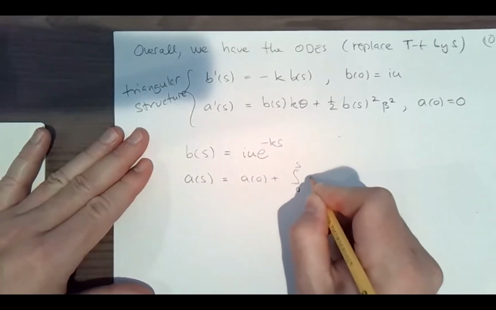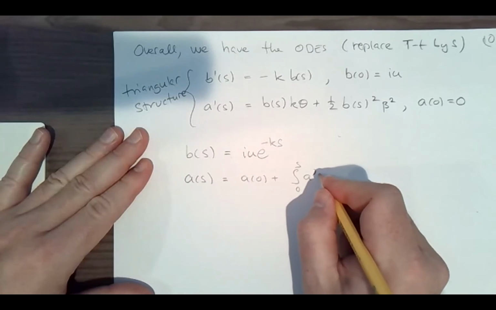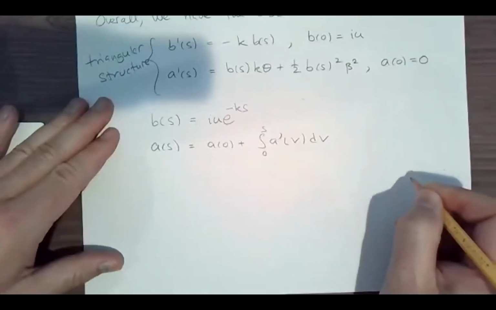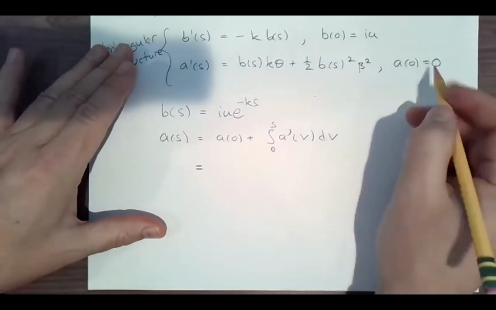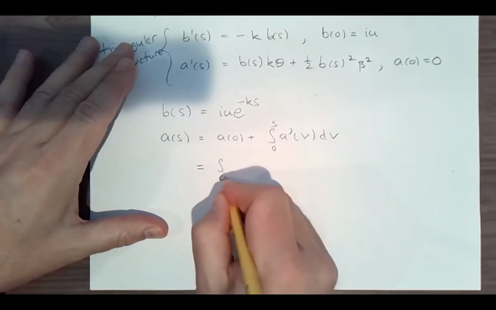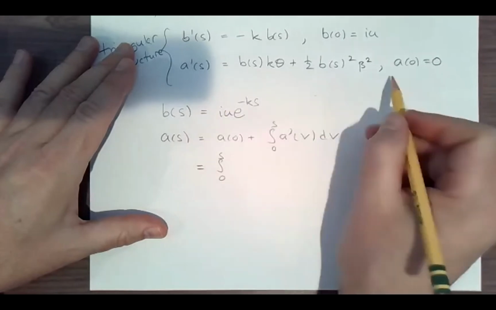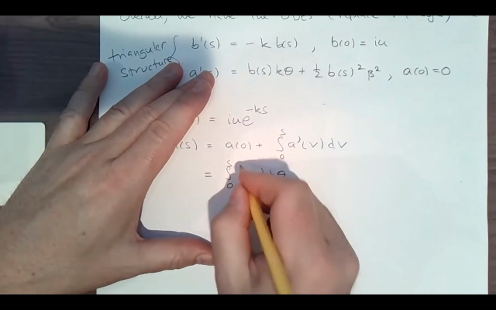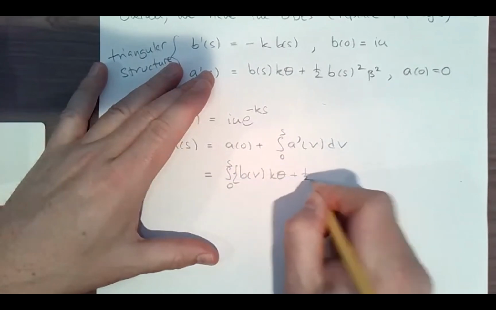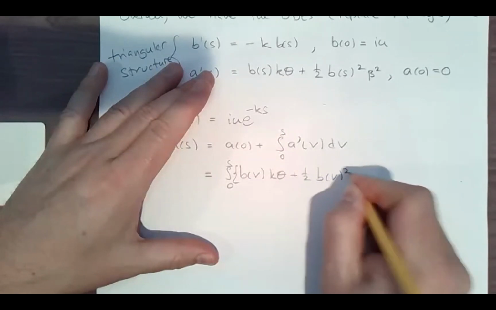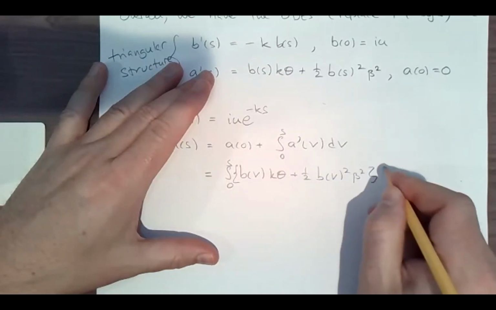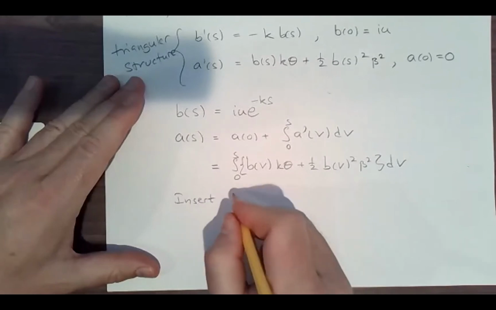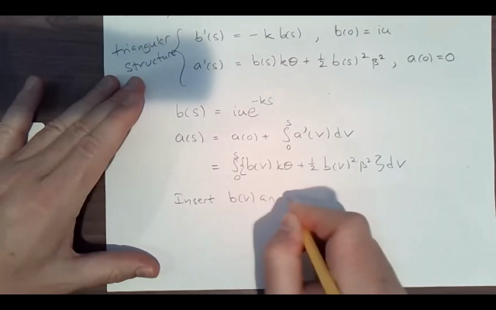And so to get A, you write A is equal to the initial point, and then you integrate A prime of B dv. Right, and A of 0 was 0, so we are just going to be stuck here with an integral from 0 to s, and then you plug in A prime. This is B of v kappa theta plus 1/2 B of v squared beta squared. And now you can insert B and calculate.